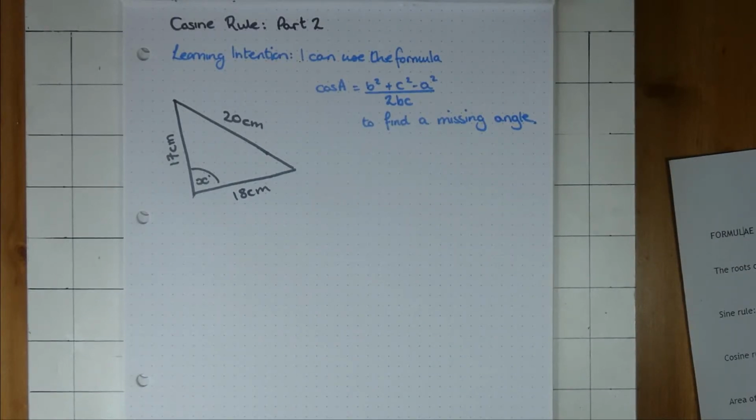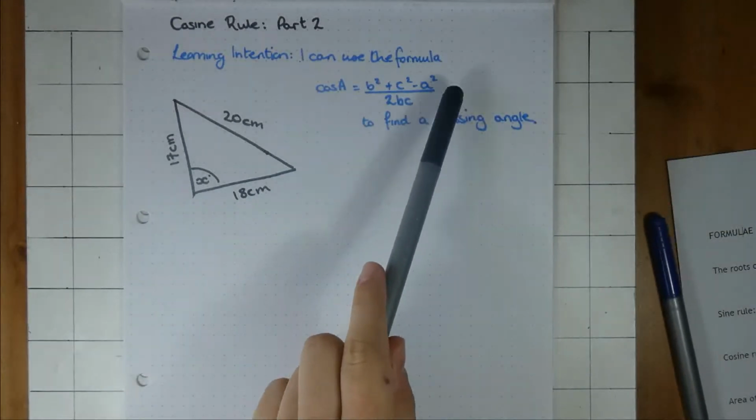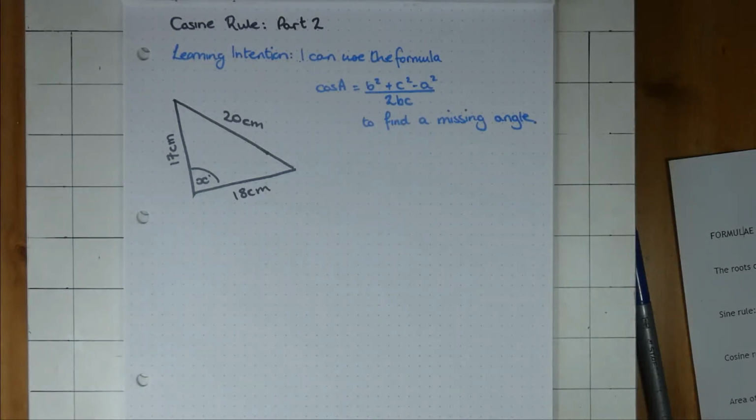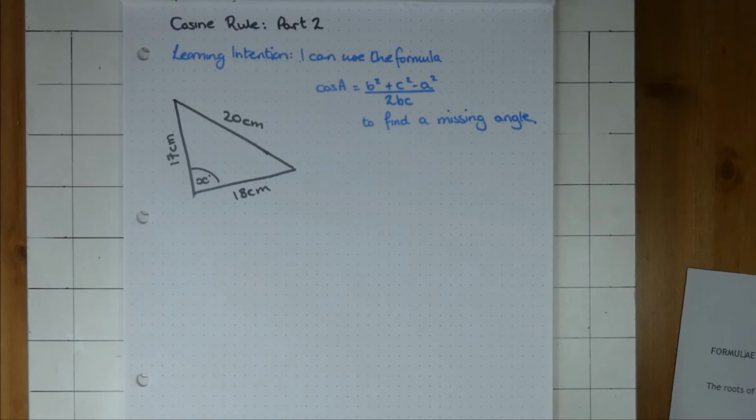Welcome back to how to use the cosine rule. We are looking at the second version of the cosine rule. And this is the formula: cos A equals b squared plus c squared minus a squared, divided by 2bc. And we use this to find a missing angle. Okay? Now again, this is an unpleasant to look at formula, but if you label your sides correctly, substitute in your information, play around on the calculator, you will get out the right answer. You just need to take it one step at a time.